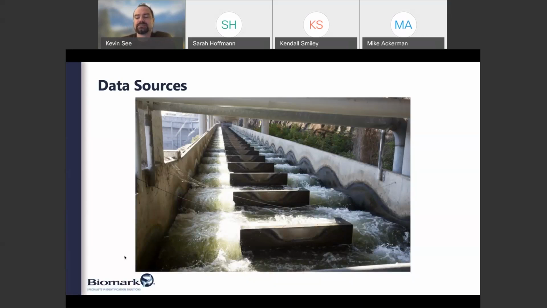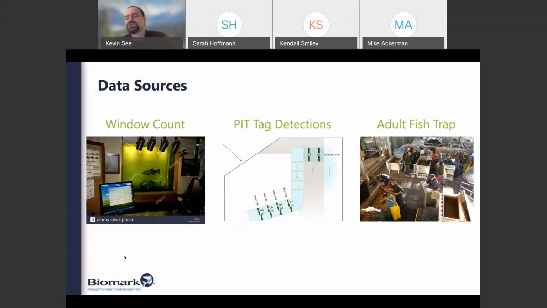I should say that the important questions for management agencies come down to how many wild fish, hatchery fish, and also hatchery unclipped fish are moving into the Snake River Basin. And so they'd like an accurate estimate of each of those origins by species. So there are 3 primary data sources that we're using to answer this question.